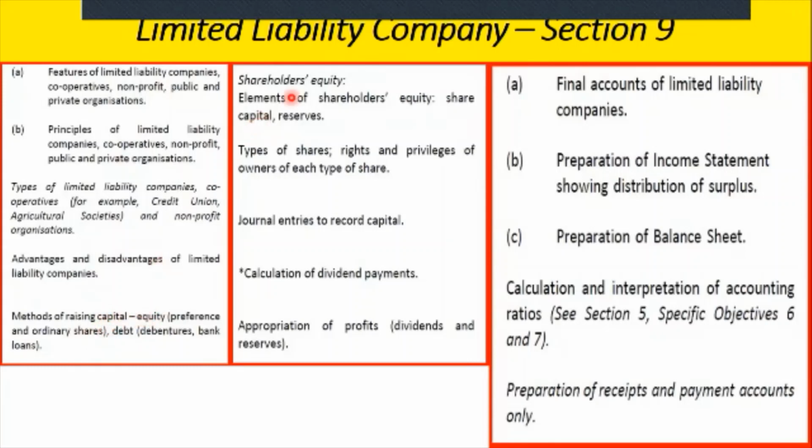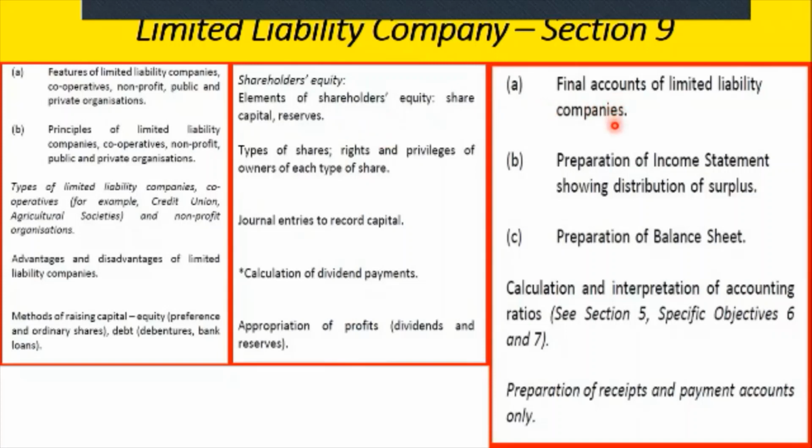Okay, so the shareholders' equity, share capital, and the reserves, types of shares, rights and privileges of owners for each type of shares, the right, which one of them have the right to vote, and which one of them just provide capital, right? Journal entries to record capital, calculation of dividend payment, appropriation of profit, dividends, and reserve. I had all this in a PowerPoint presentation, and I think I did one or two questions from the past papers that are up in the YouTube channel.